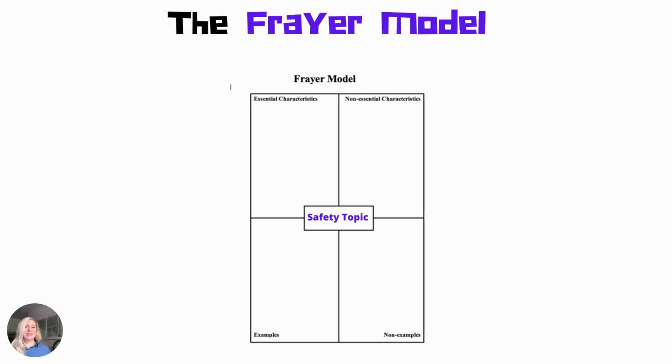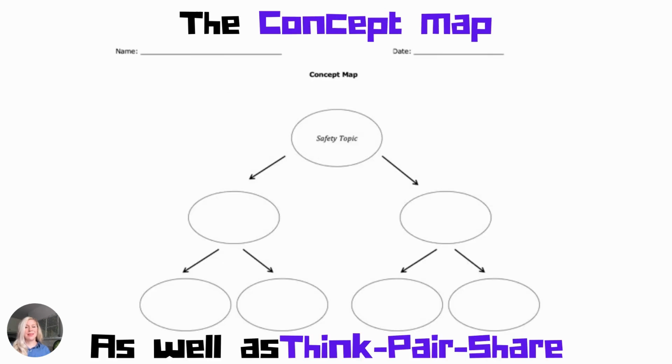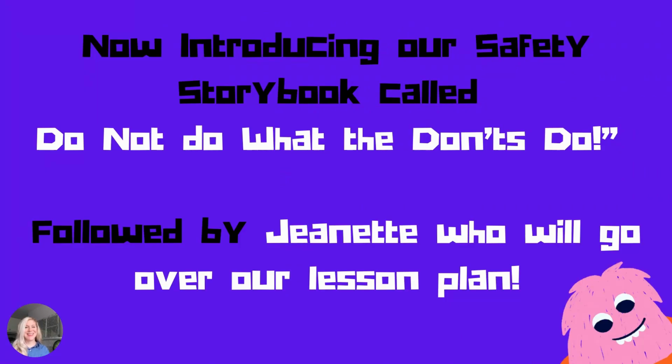Here's an example of the Frayer model sheet for the students to use to get ready to do their storybook pages on safety. Then they further refine their ideas using the concept map as well as think, pair, share. Now introducing our safety storybook called Do Not Do What the Don'ts Do, followed by Jeanette, who will go over our lesson plan.